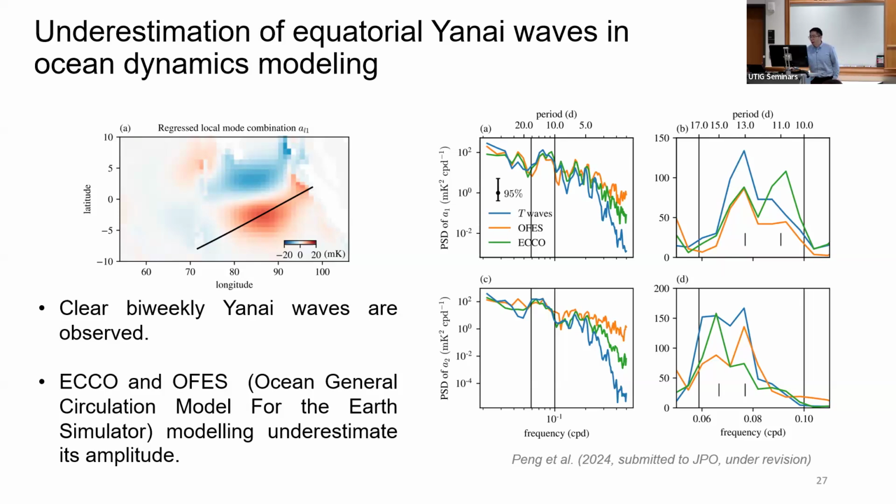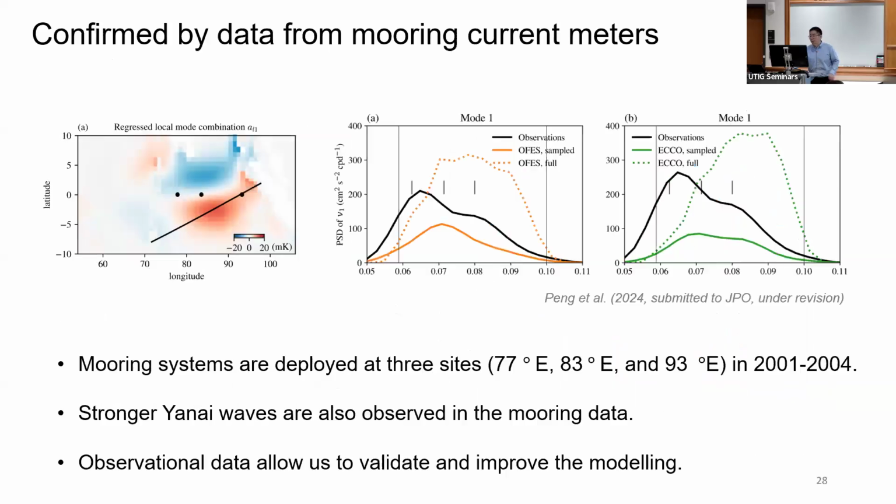This is the comparison between our T wave results and these two models. We have independent results to support this conclusion. So here what we plot is 3 mooring sites. Japan installed the mooring systems in these 3 years at these 3 sites on the equator. They measured the ocean current meters, and what we can do is take the ocean current meter data, do the same thing, do the spectral analysis, and plot the power spectral density. They are plotted on the right figure here.